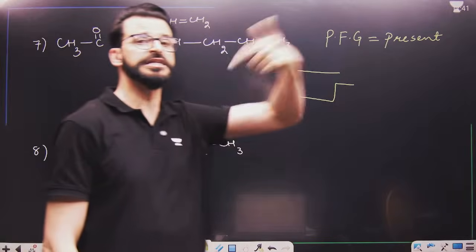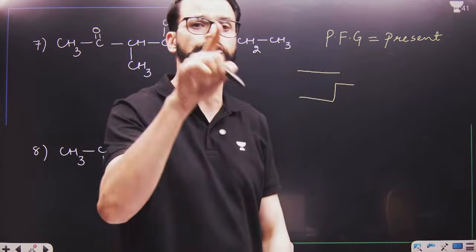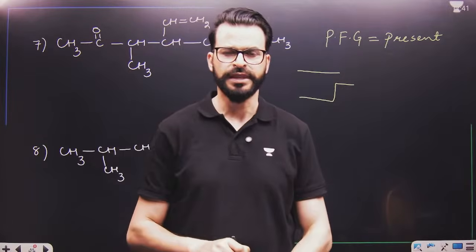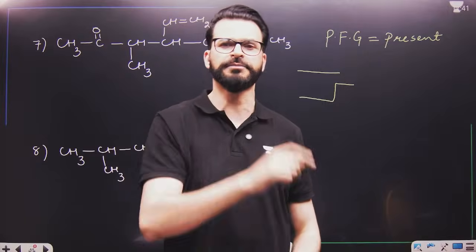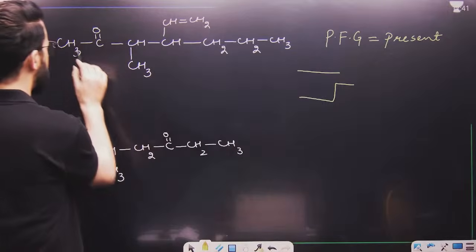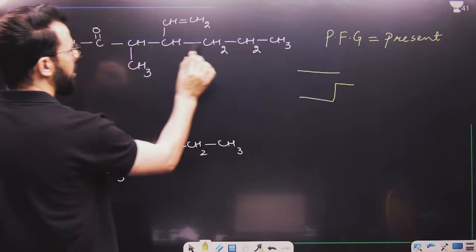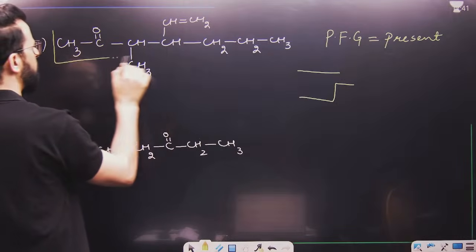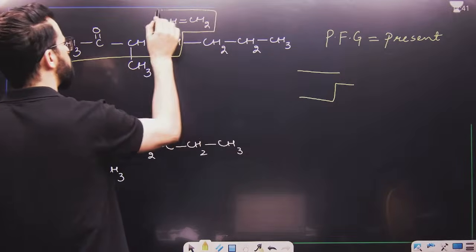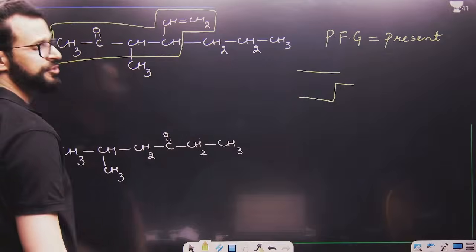But after the principal functional group, our preference goes to multiple bond. That means our parent chain must contain the principal functional group and the maximum number of multiple bonds. Now tell me, is there any multiple bond? Is there any carbon-carbon double bond? No. Is there any carbon-carbon double bond? Yes. So this is our parent chain.